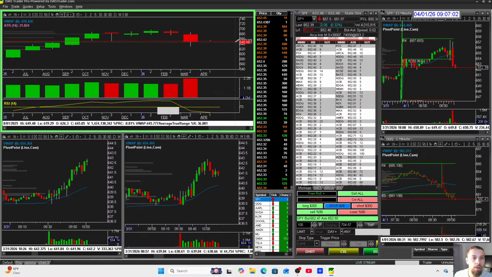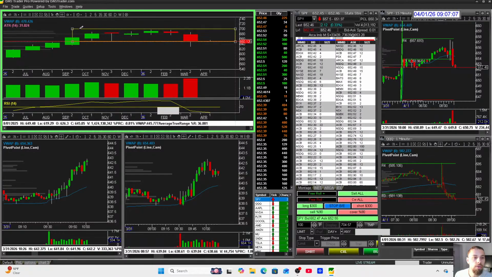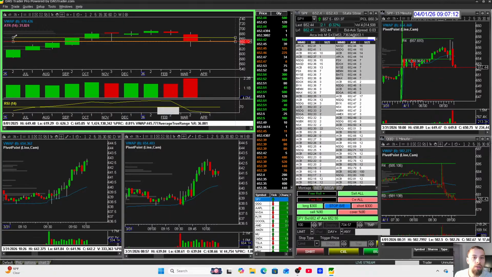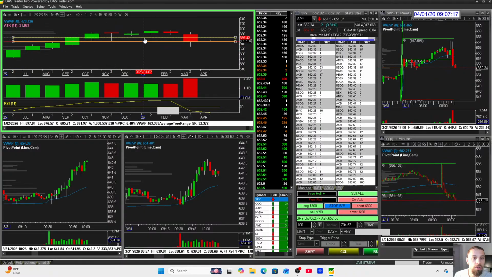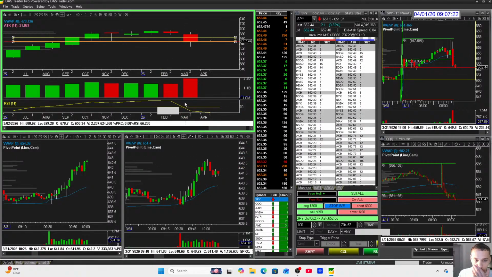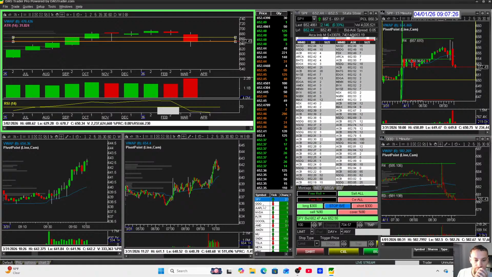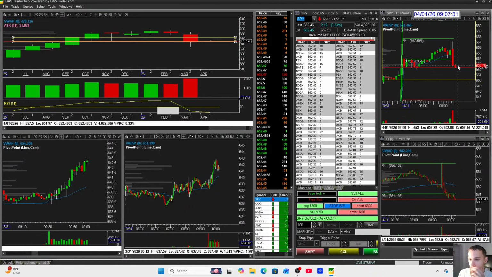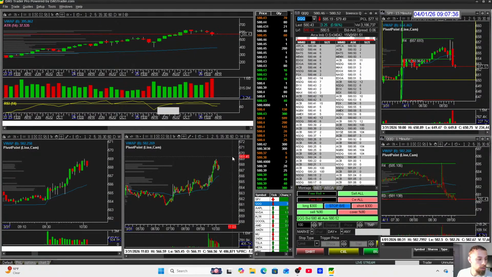That's about 650.12, and then area of resistance here, I'm going to put 668, and we can play with that as well to see if that level's good. So we'll adjust that as needed here. So let's go to the Qs now.